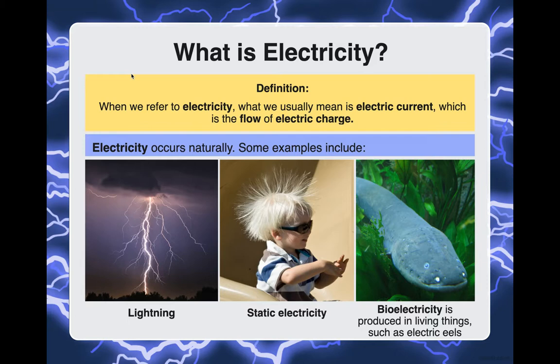So electricity occurs naturally. And here are some examples below of where it occurs naturally. We have lightning. We have static electricity. That's like when you rub a balloon against your head and then your hair goes all up in static. All that is natural electricity. And we also have bioelectricity, which is produced in living things such as electric eels. Eels are sea creatures that have an electric current running through them. So make sure you write down these three different examples of how electricity occurs naturally.